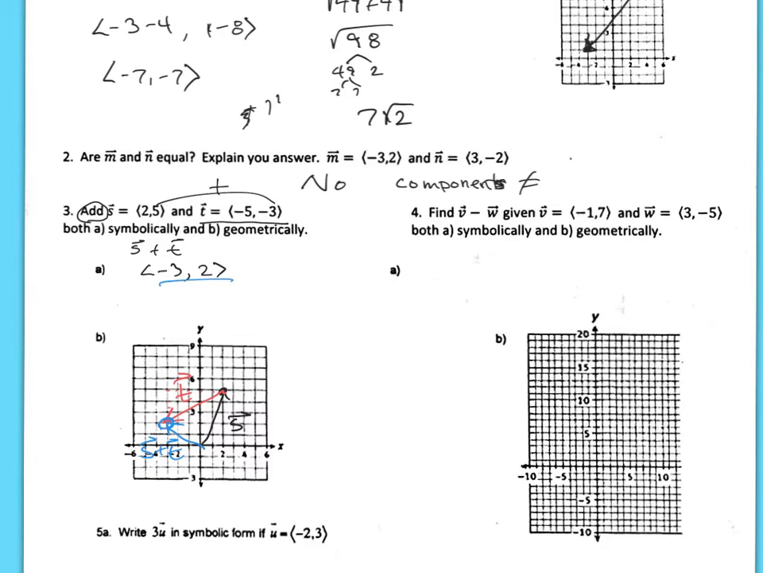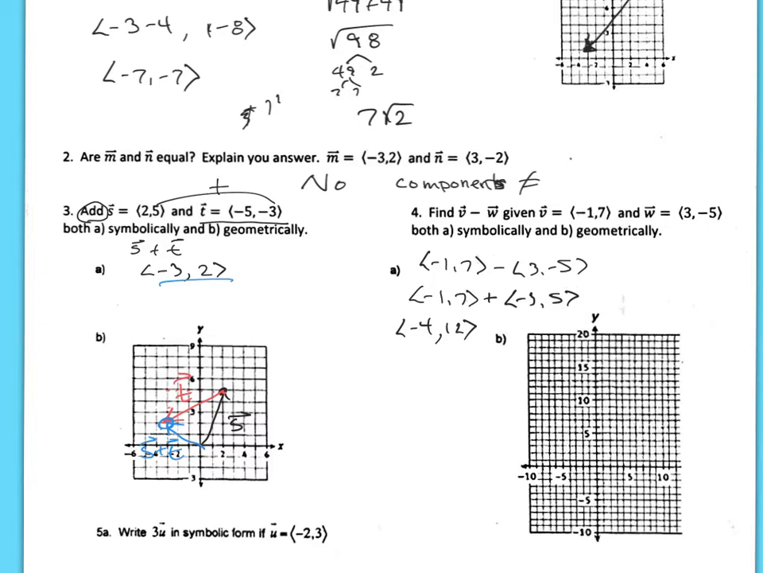Now for number 4, this is subtracting. So we're going to find vector v minus vector w. Make sure you pay attention to the order. So -1, 7 minus 3, -5. When you subtract, it's probably easier to add the opposite. So when we do that, we get -4 and 12.